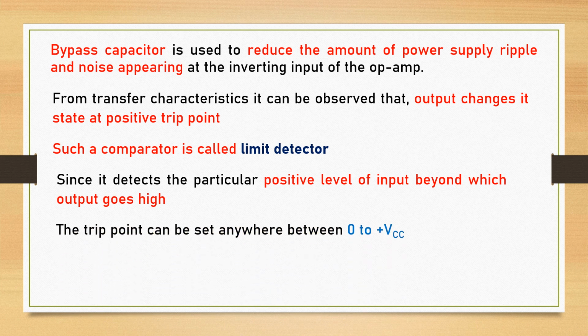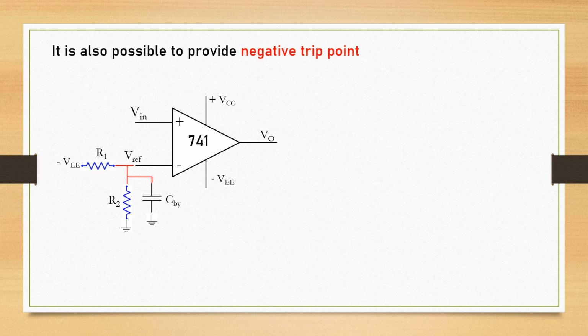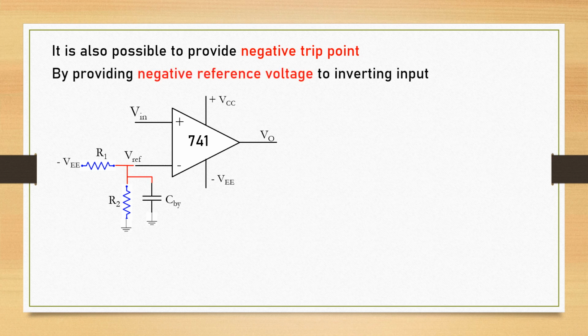It is also possible to provide a negative trip point by providing a negative reference voltage. Seeing this particular circuit, instead of plus VCC, we have applied minus VEE, and we get V reference as minus VEE times R2 divided by R1 plus R2.